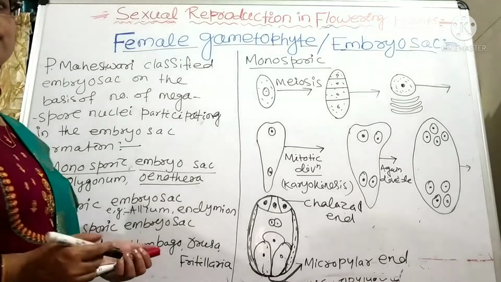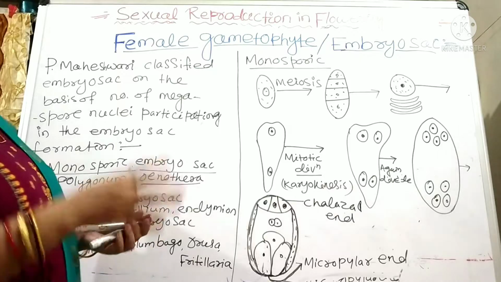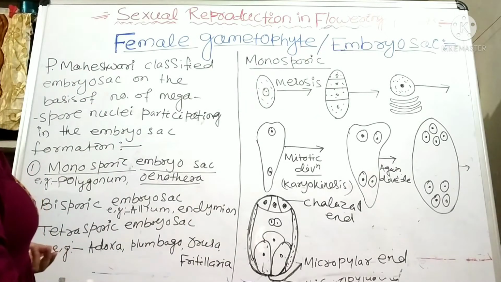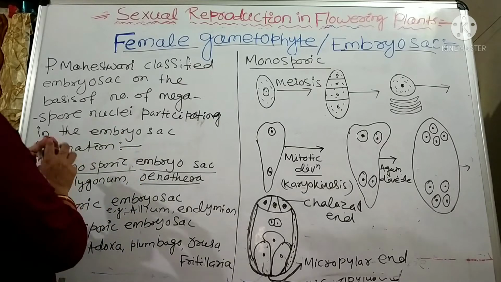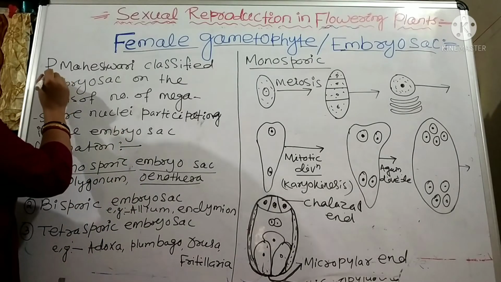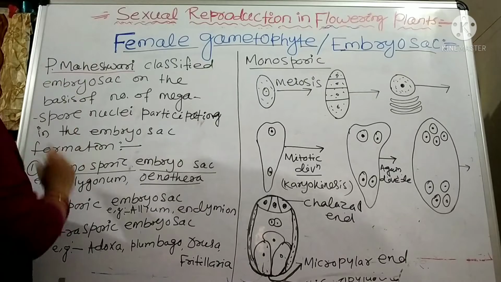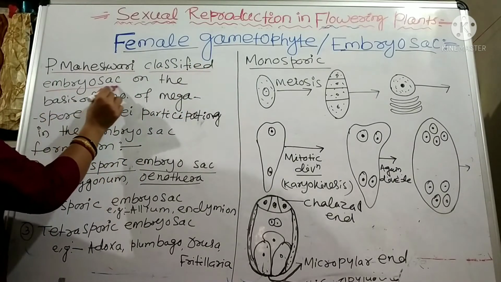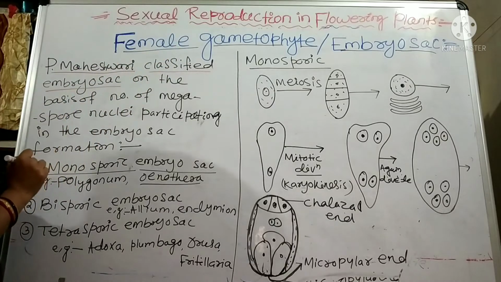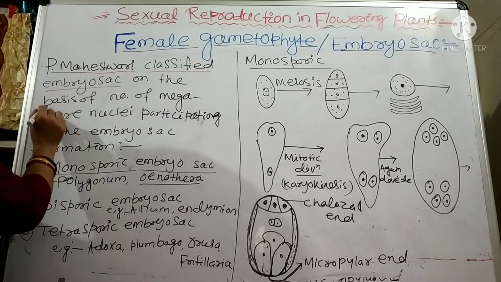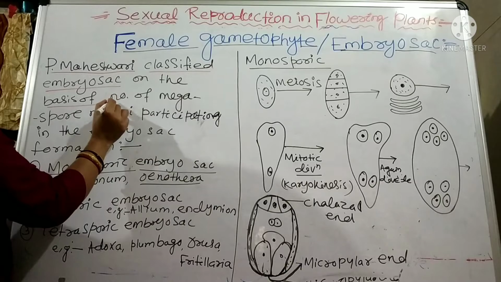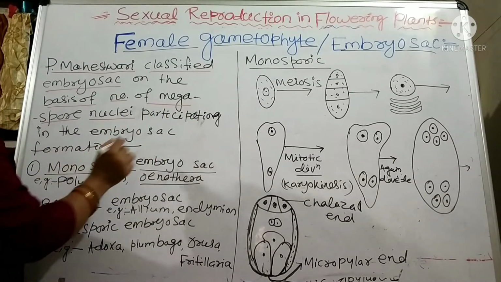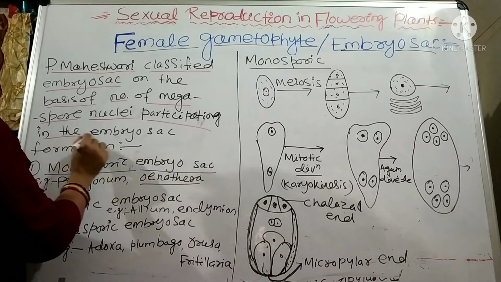We discussed that the megaspore tetrad is formed from the megaspore mother cell. According to P. Maheshwari, the embryosac or the female gametophyte is classified on the basis of the number of megaspore nuclei participating in the embryosac.